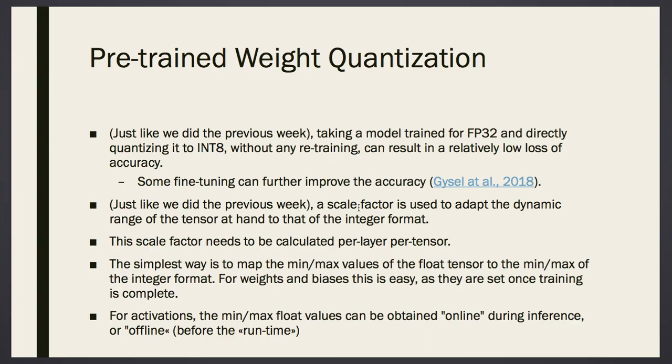So we have calculated this scale factor per layer per tensor. Tensor means the weight matrix you're using for each layer, for each weight and bias matrix tensors. We have calculated it separately, but that's the way to do it. So what we've done was the simplest way to do it. We've mapped the maximum and minimum values, the dynamic range, to this integer format. It was 8 bits and 256 values.